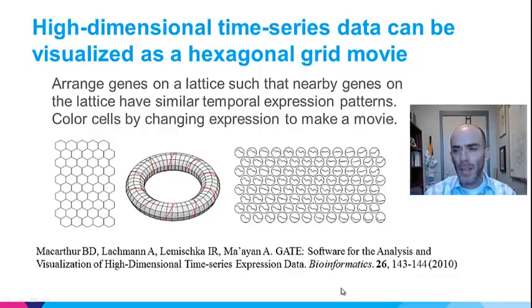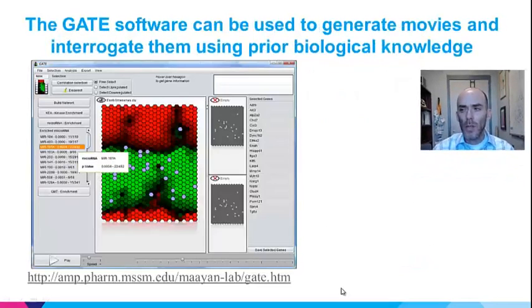So the final annealed time series data is then visualized as a movie where the genes stay in their location, but the color of the hexagon changes with time, becoming green if the expression decreases or red if the expression increases as compared to the 0 or control time point. Alexander Lachman, who was a software developer in the lab, implemented the tool GATE in Java as a desktop application. I will now go on and demonstrate to you how the GATE software works.